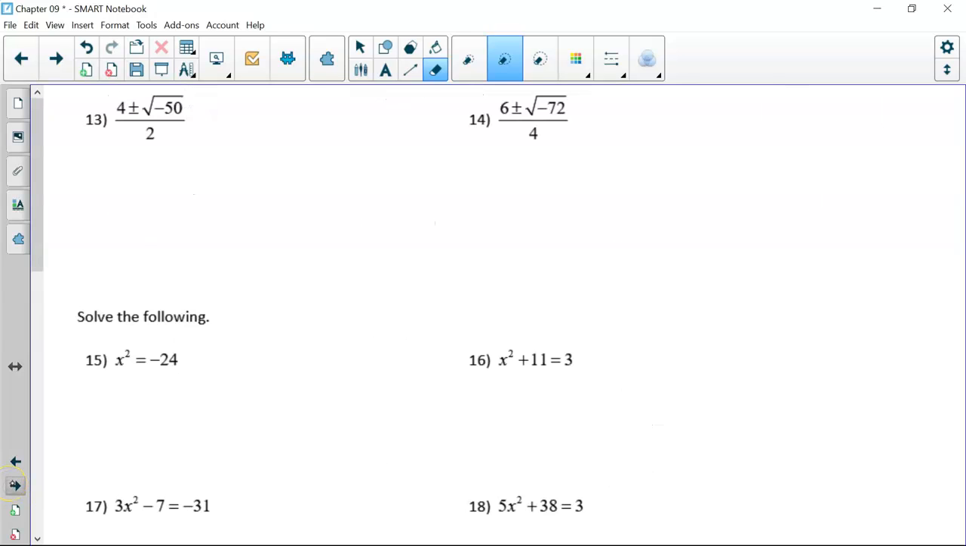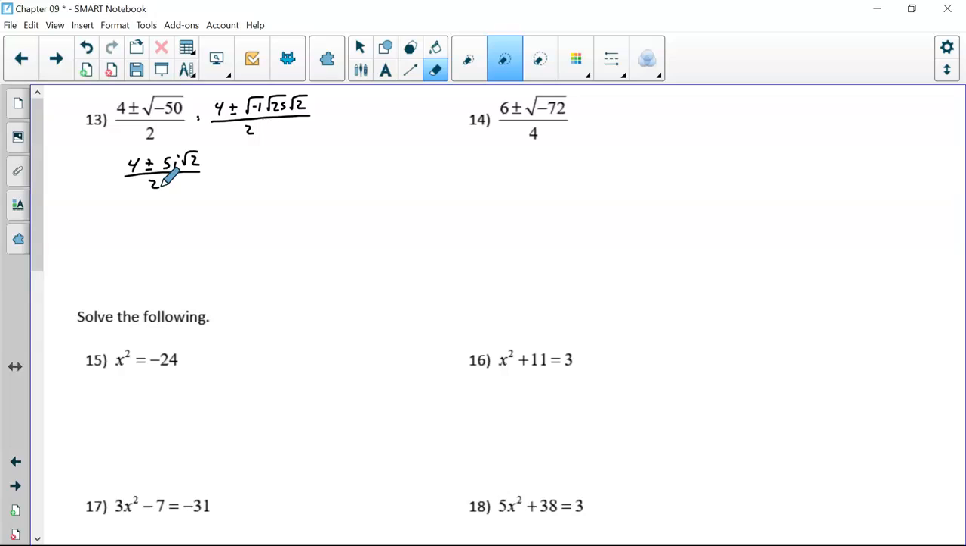What we can do is simplify these. It's going to be 4 plus or minus. Now, the square root of negative 50 is the square root of negative 1, square root of 25, square root of 2, and that's all divided by 2. So it's 4 plus or minus. Square root of 25 is 5, square root of negative 1 is i, so it's 5i square root of 2, all divided by 2.